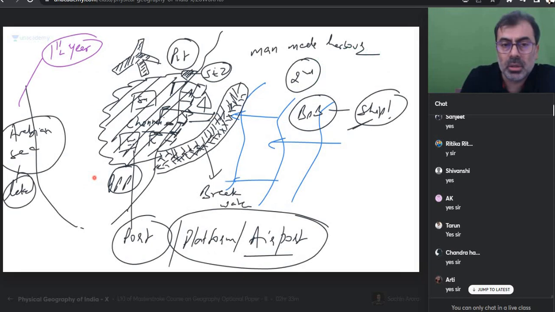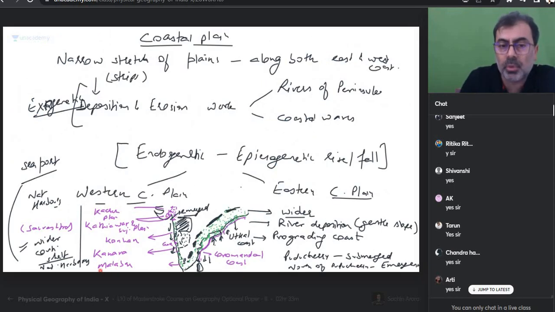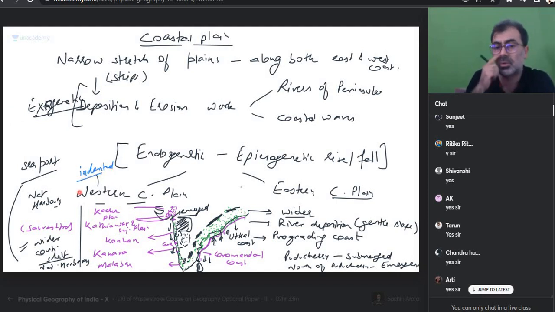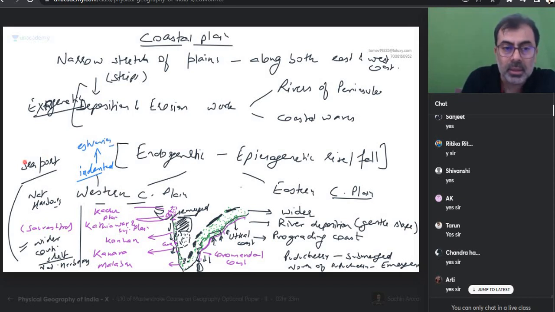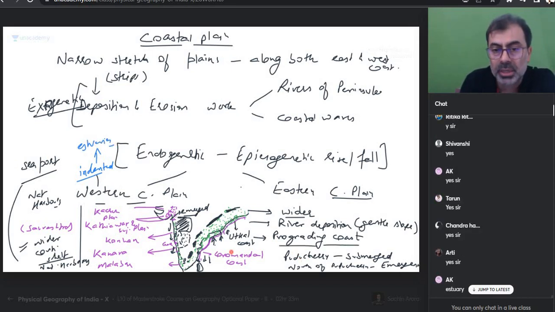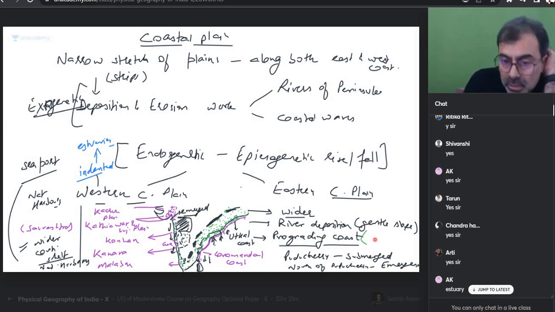coast. West coast has more harbors and ports. West coast is more indented. Remember मैंने पहले बताया था indented coast क्या होता है? कटा फटा coast. Why? Rivers are making what? Many estuaries. This is a prograding coast. ये expanding towards the sea. What is this? Prograding coast का हमने क्या लिखा था? हाँ, rivers are making deltas.